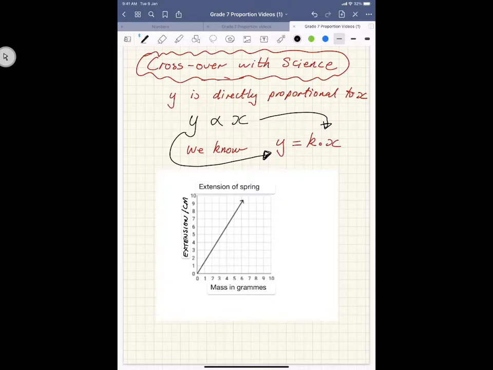Grace, question? What is that little wiggly? Yeah, it's a wiggly symbol. It's like a fish. This is the symbol of proportionality.